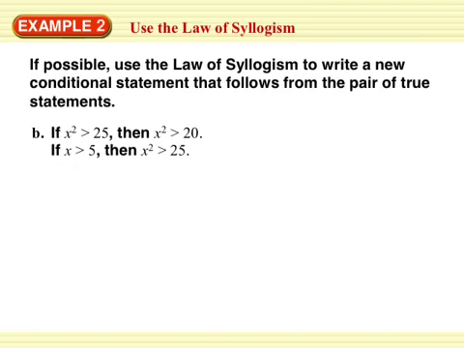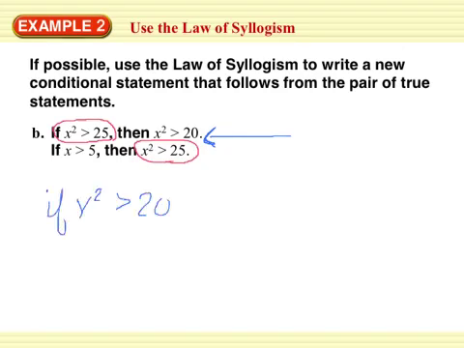Okay, next example. If possible, use the law of syllogism to write a new conditional statement that follows from the pair of true statements. If x squared is greater than 25, then x squared is greater than 20. If x is greater than 5, then x squared is greater than 25. Here it's sort of not in the same order as our examples, but we see that my beginning is the same as my end. So how I thought of this is I need the middle statement. Okay, so I'm going to say if x squared is greater than 20, then x is greater than 5.